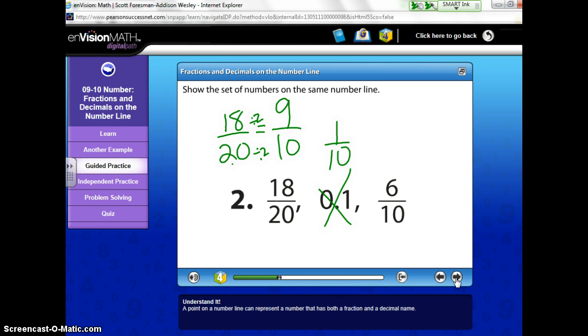Now can you tell which is the smallest to the largest? Brendan, what's the smallest? Say it again. We have 9/10, 1/10, and 6/10. Which one is the smallest? 1/10 is the smallest. Then 6/10, and finally 9/10. Good work.